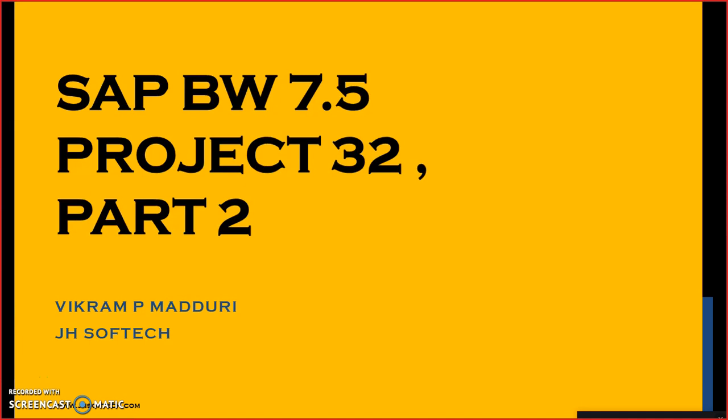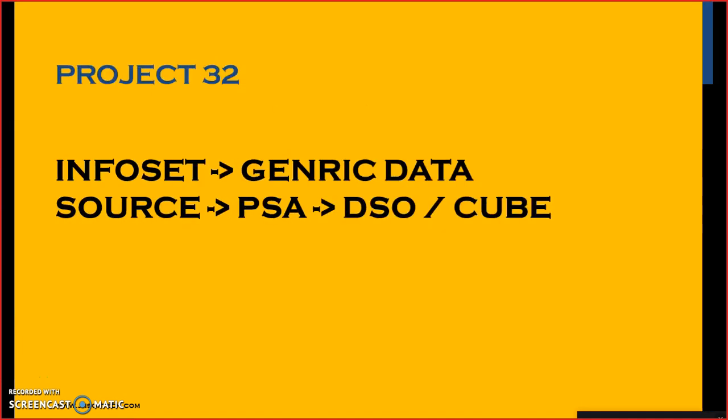This is part 2 of the real-time project in which we are getting the data from the info set to a generic data source, and then from there to PSA and to DS, and then loading the data into DSO or cube. In session one, we loaded the data successfully into the PSA. Now we will be building the DSO and loading the data from PSA to DSO. That's what we will be doing in this session.